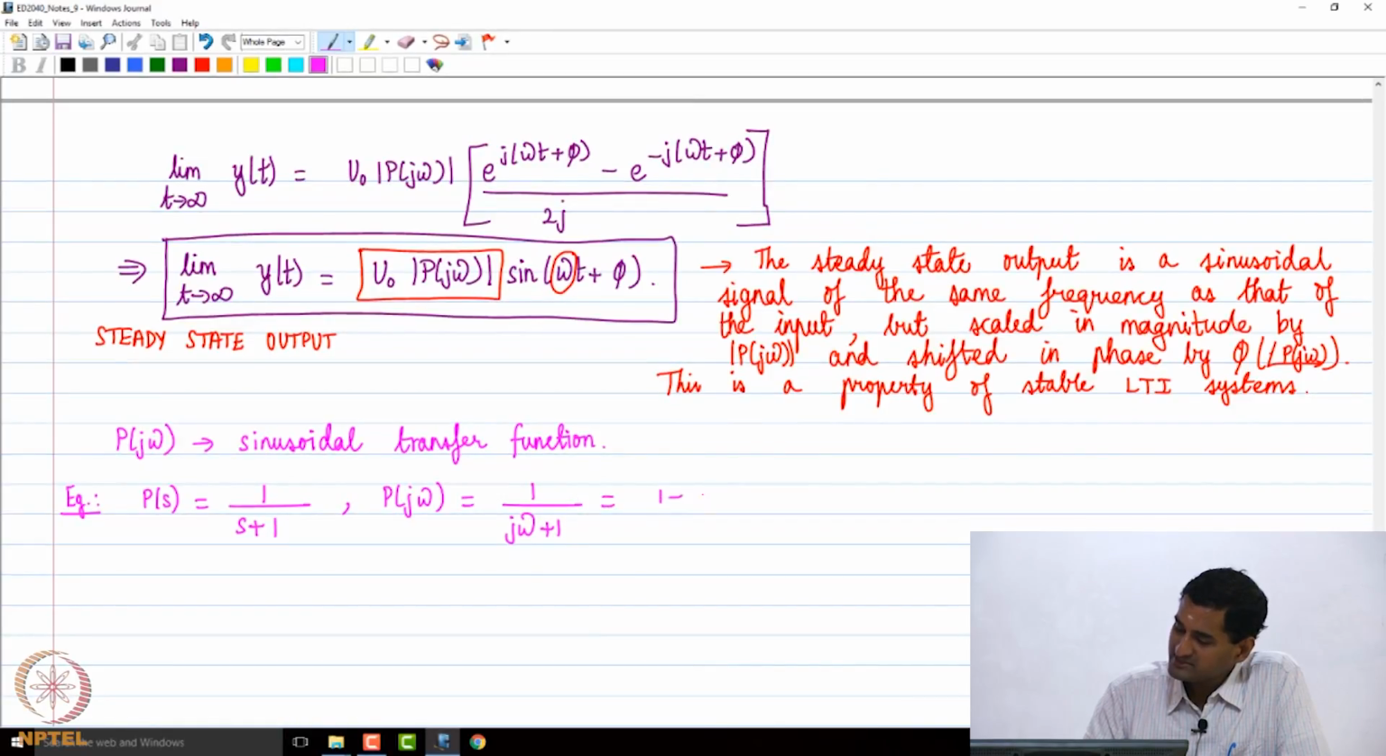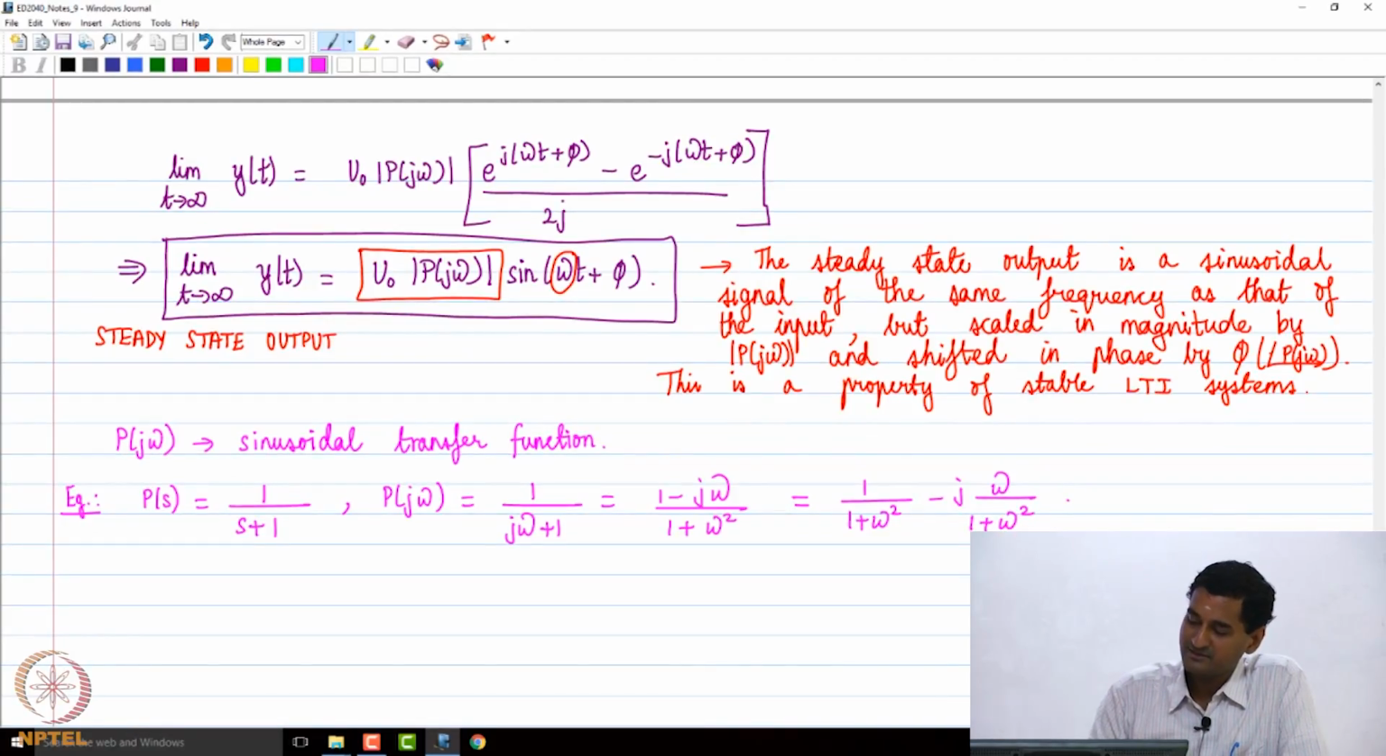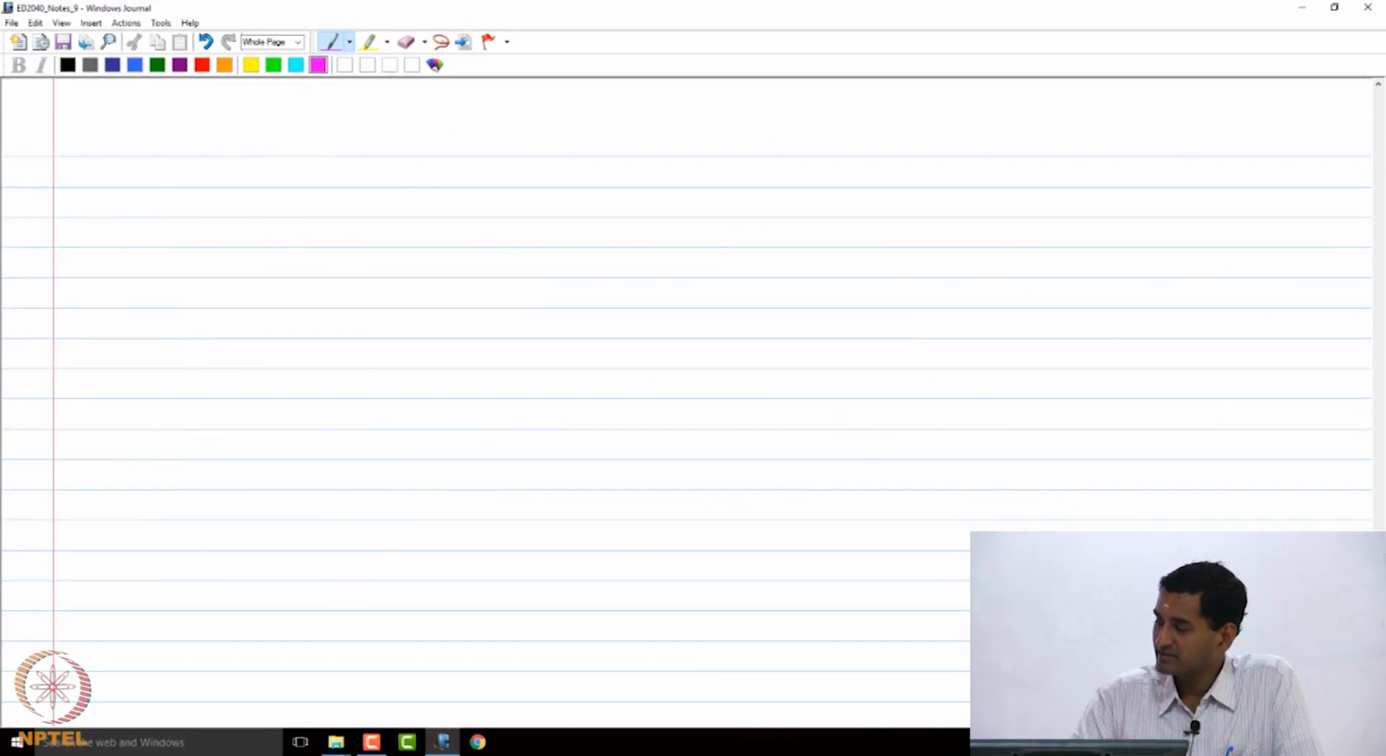This can be written as (1 minus j omega) divided by (1 plus omega squared), by multiplying and dividing by the conjugate, right. So this I can rewrite as 1 divided by 1 plus omega squared, minus j times omega divided by 1 plus omega squared, right. So consequently, what can I have?